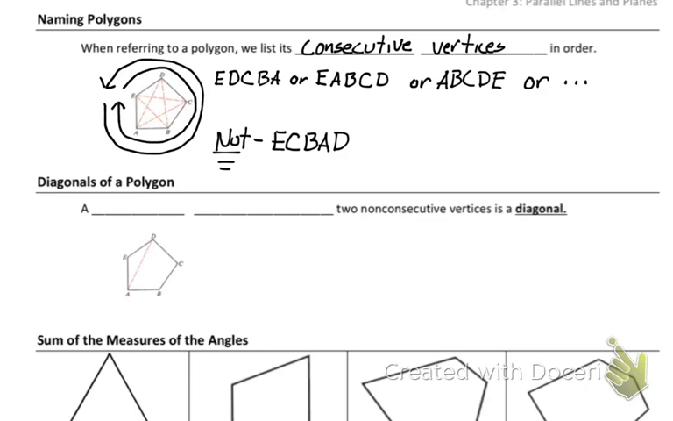Because how we name polygons is basically how you would draw it. All right, and if I told you it was E, C, B, A, D, you would go E, and you would draw a straight line. And then you would go to B, A, and then D, which wouldn't be a polygon. All right? So you're basically naming it how you would draw it.